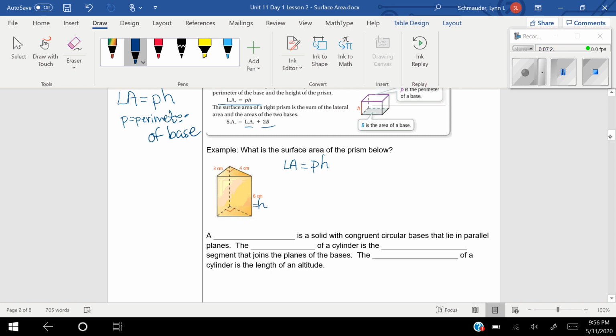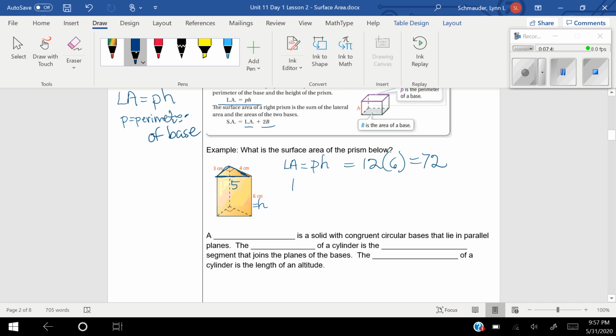Oh, thankfully for us, this is a Pythagorean triple. Hopefully you haven't forgotten about those. That means this edge, not 4, this edge is 5. It's a 3, 4, 5. So the perimeter is 12. The height is 6. So I got 72 there, 72 square centimeters.